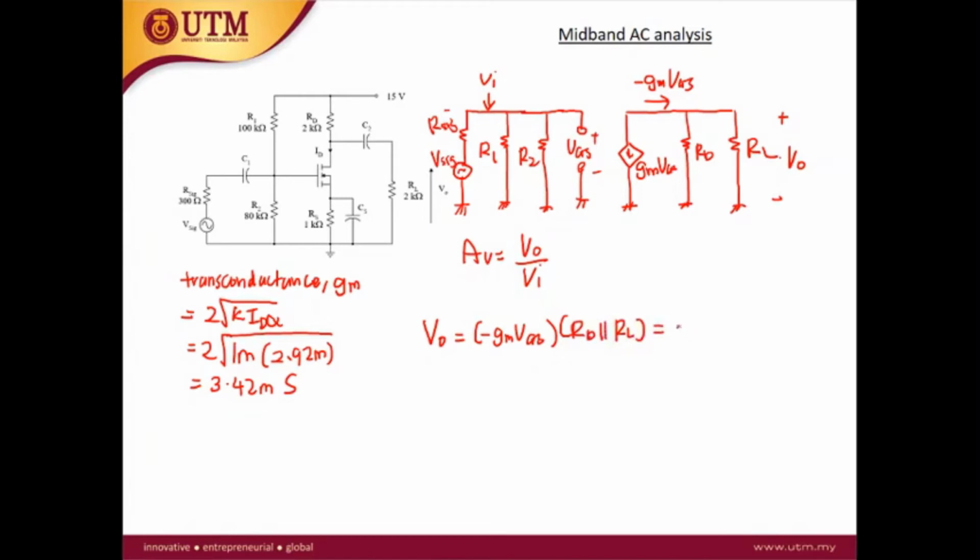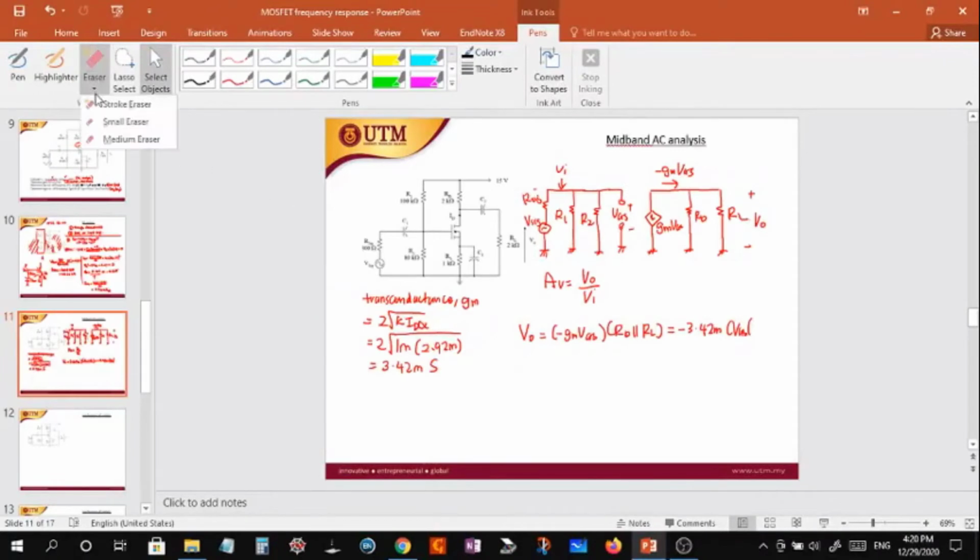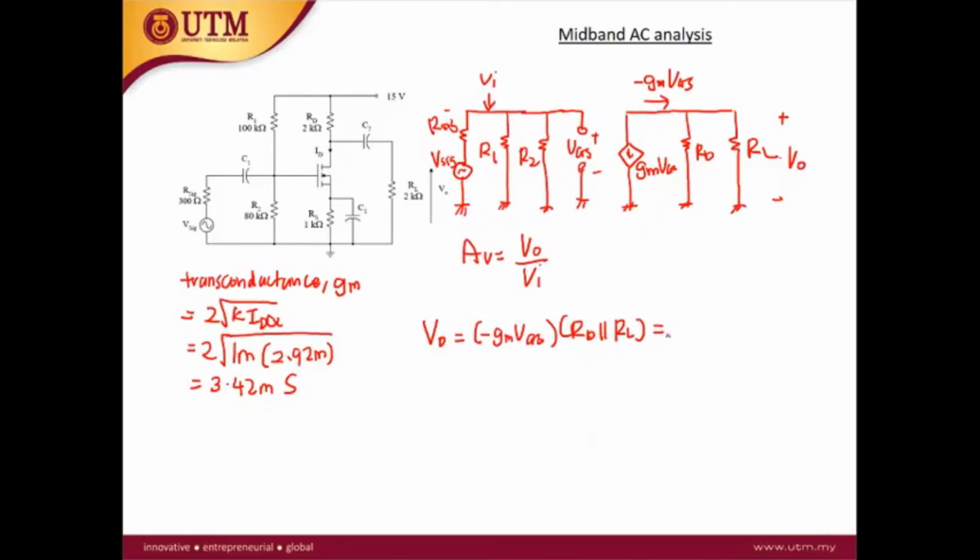So GM is 3.42 milli, so this is minus 3.42 milli VGS. Okay, RD is 2K, RL is 2K. So 2K parallel with 2K. So this gives minus 3.42 VGS.